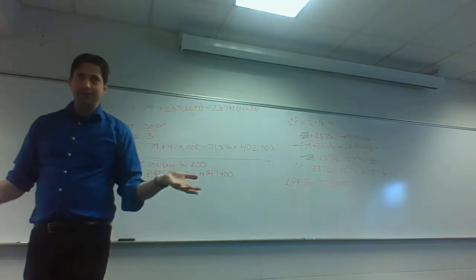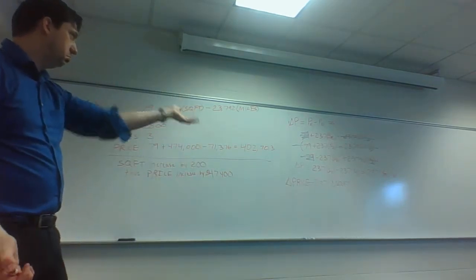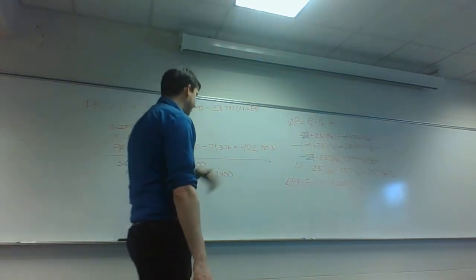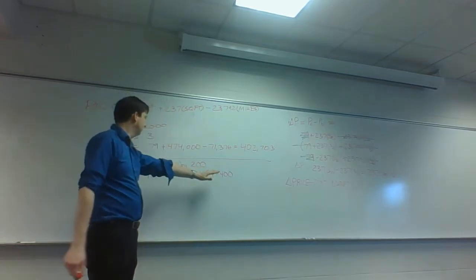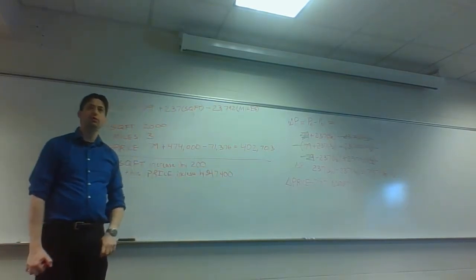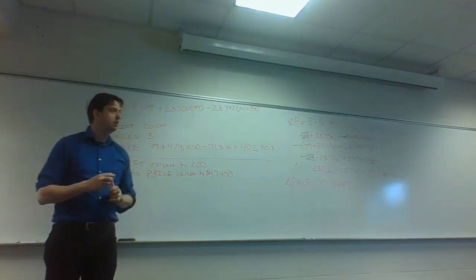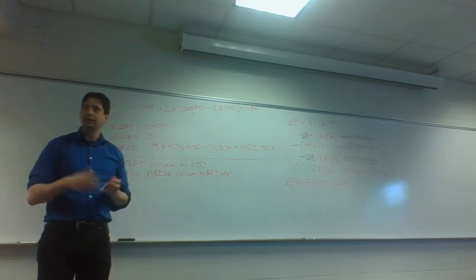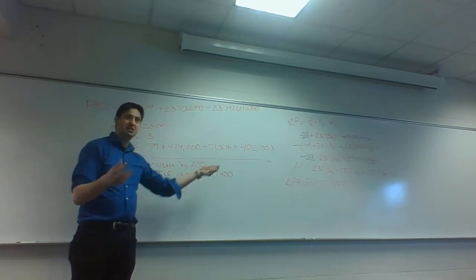I add 200 square feet, and then I just take that 200 times 237. That's my change in price: 47,400. Any questions? In case you doubted me that you could do this.